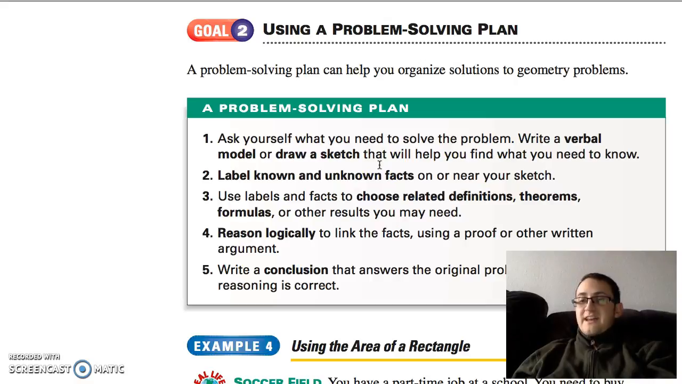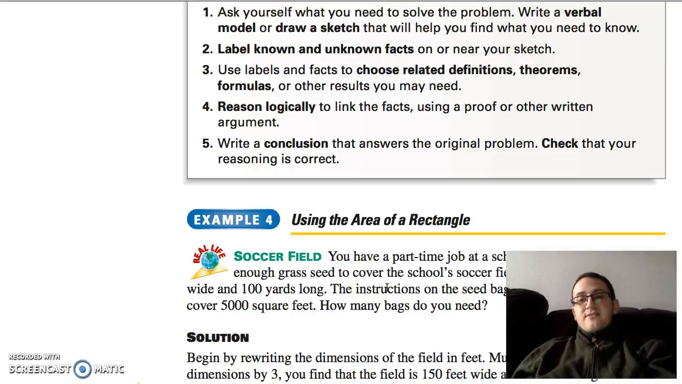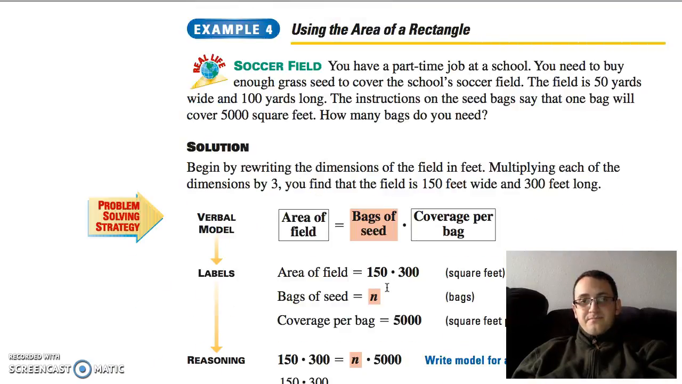I think underlining key numbers, for instance, or drawing that sketch is going to help you a lot in setting up those problems. Label facts that you know or need to know in the problems, anytime that it says the name of a shape. In the example below, we're going to be using the area of a rectangle. I think it would be a good idea to write down the area of a rectangle formula and see what ingredients you could find. After that, you can reason logically, and you may want to check your answer and make sure that it fits into that formula okay.